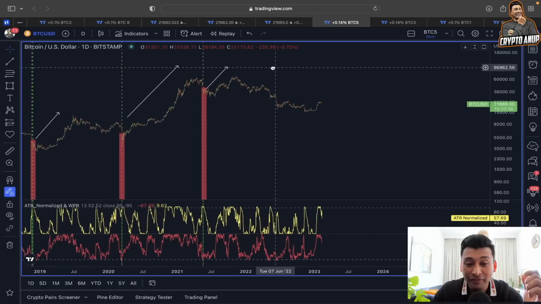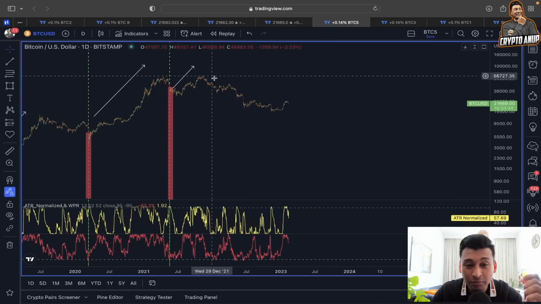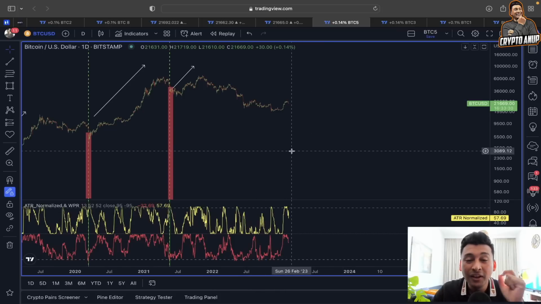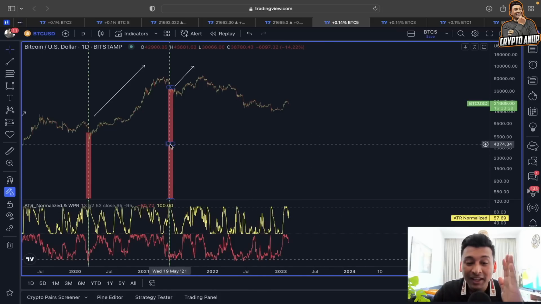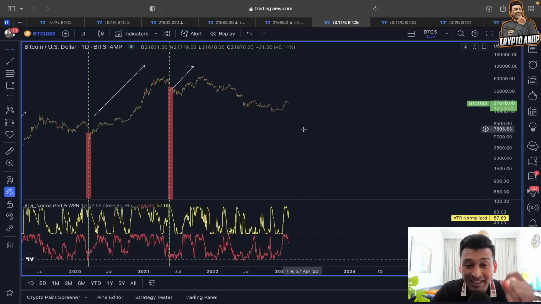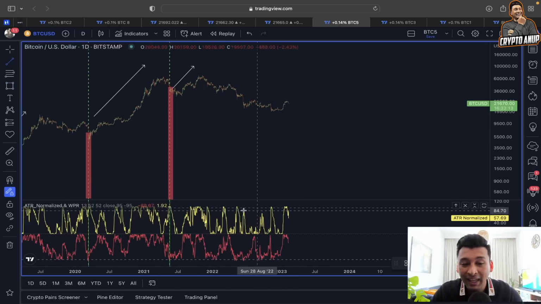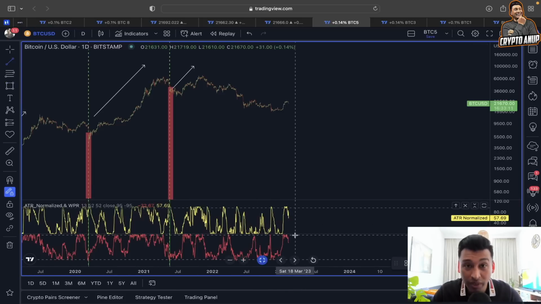And now if we look at this indicator, if we look at this price action, this bottom indicator is still very much quiet since 2021. Yes, guys, since 2021, this indicator is remaining very, very quiet. So what we want, we need a confirmation from this ATR normalized and Williams percent R.